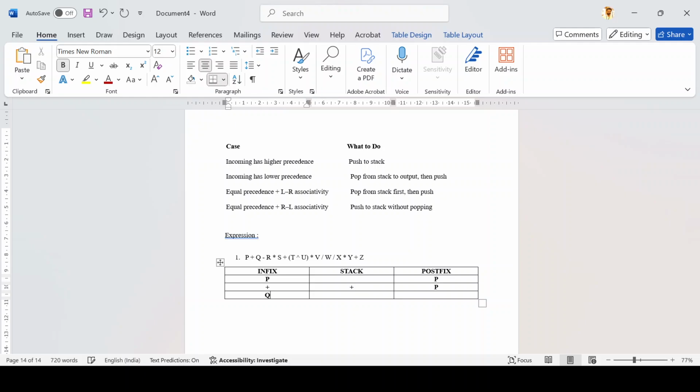And then we have Q. In the stack we have plus, and Q can straight away go to the postfix. So PQ.